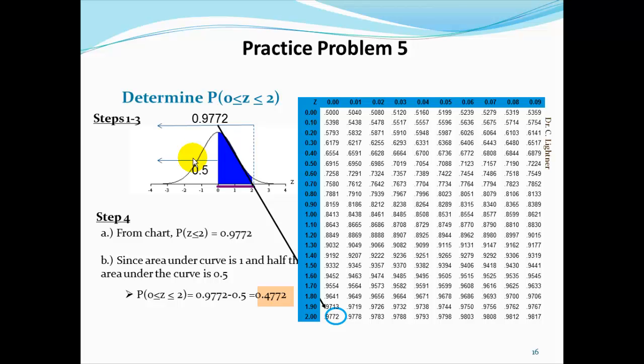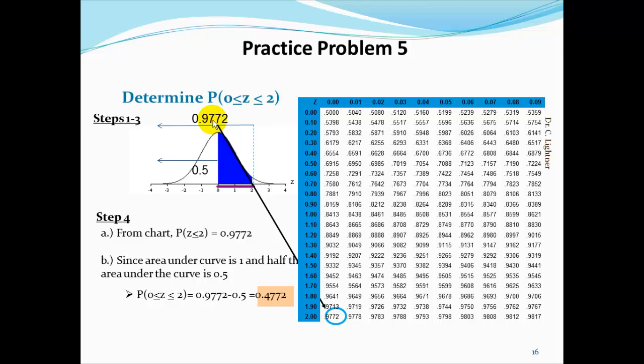In problem 5, let's determine the probability that z is between 0 and 2. This probability is this shaded area in our curve. If we look up the z-score 2.00 in the chart, it will give us the probability that z is less than 2. This probability is basically the area to the left of the z-score 2, which from the table is the value 0.9772.